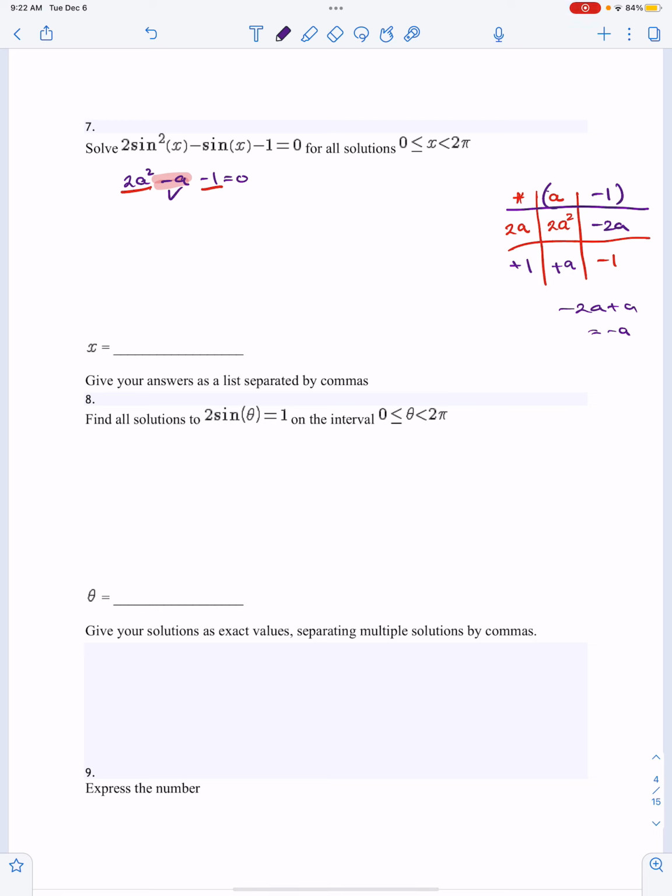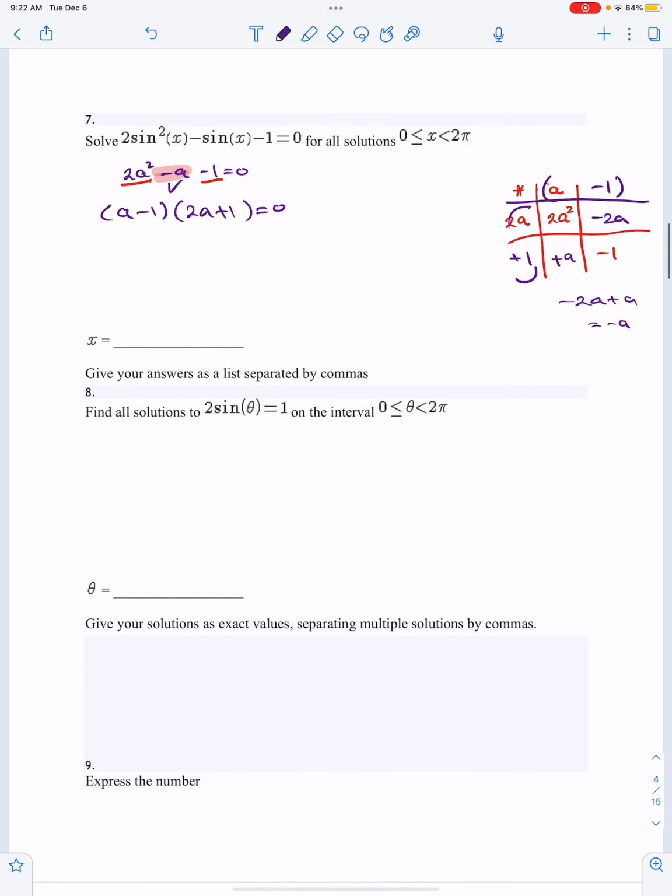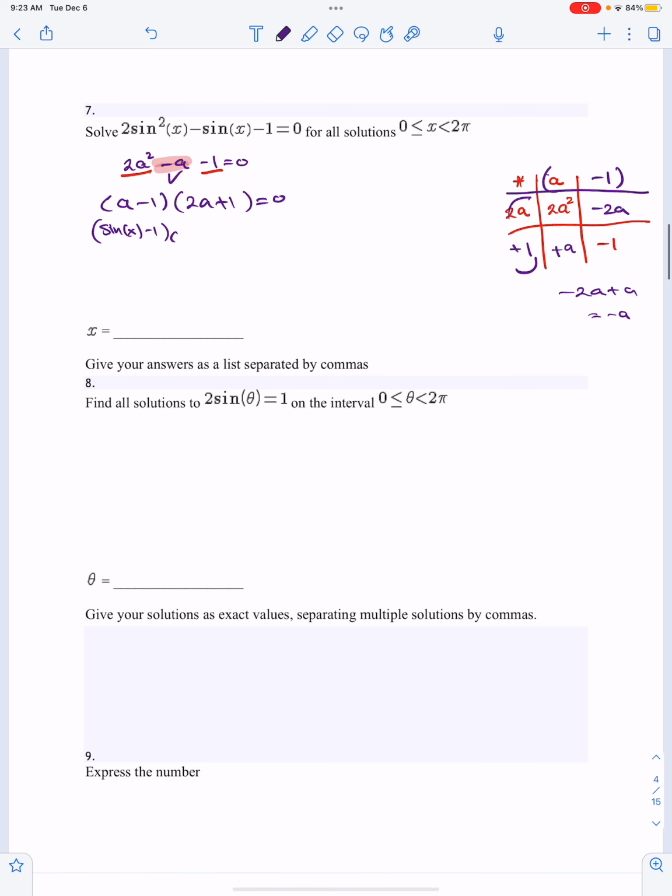So here is my first term. I'm going to say this is a minus 1. And here is the second term, which is times 2a plus 1 equals 0. Now switch back to sine and cosine. We know that a is basically sine x. So this is sine x minus 1 times 2 sine x plus 1 equals 0. You have two binomials. Their product is 0, which means either the first one is 0 or the second one is 0.